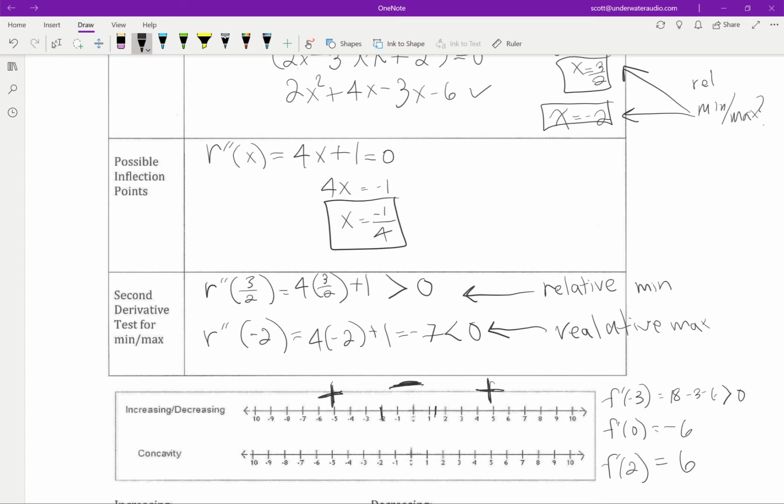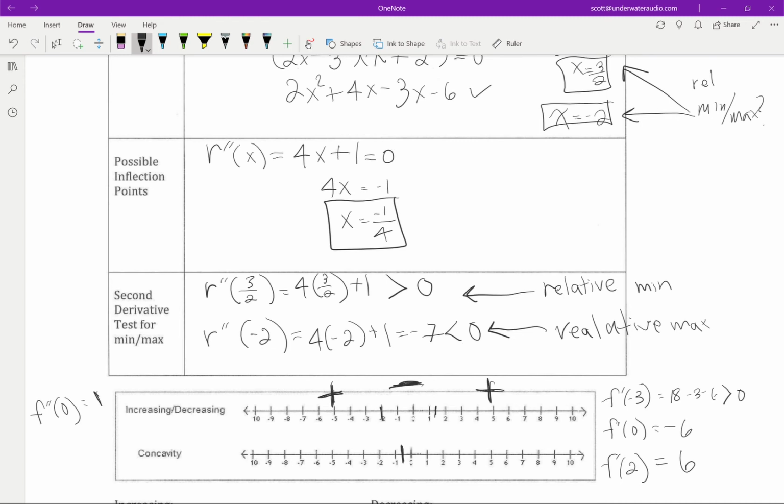Now, concavity. There was just one possible inflection point, so I just need to test two things. I'll pick something to the right of my possible inflection point, like 0. So this time I'm doing the second derivative of 0. If I plug in 0, I just get 1, and I'm using the second derivative equation here. So that would be a 1.